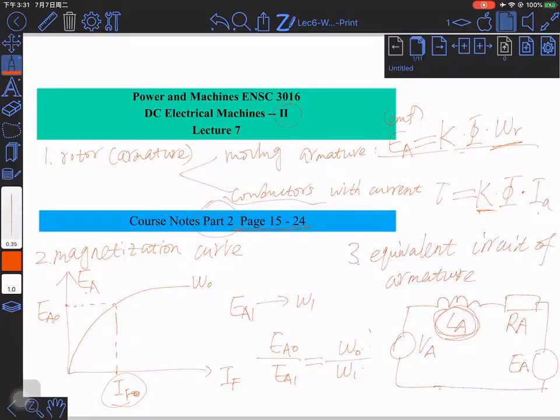We also introduced several important phenomena like the commutation in the DC machine and the armature reaction, and how to use compensating windings to overcome this. This is a brief summary of the key points we have learned until now.